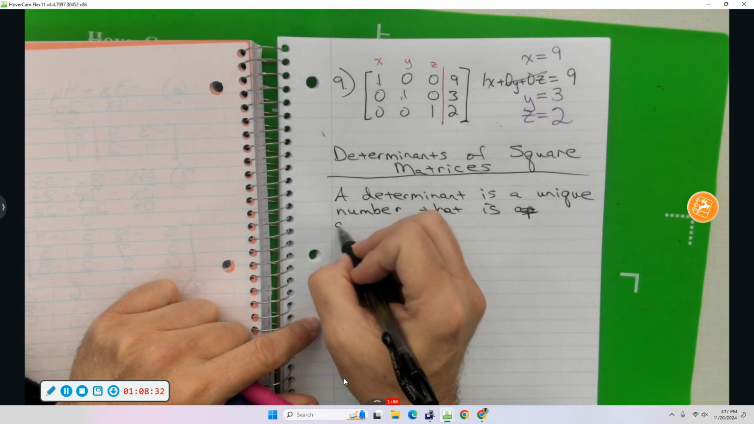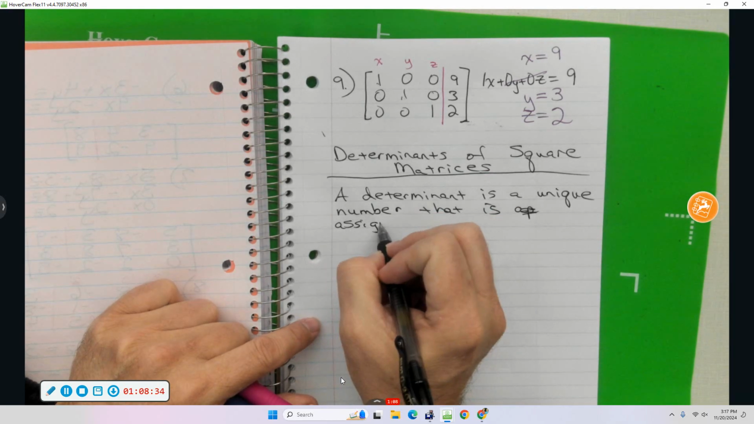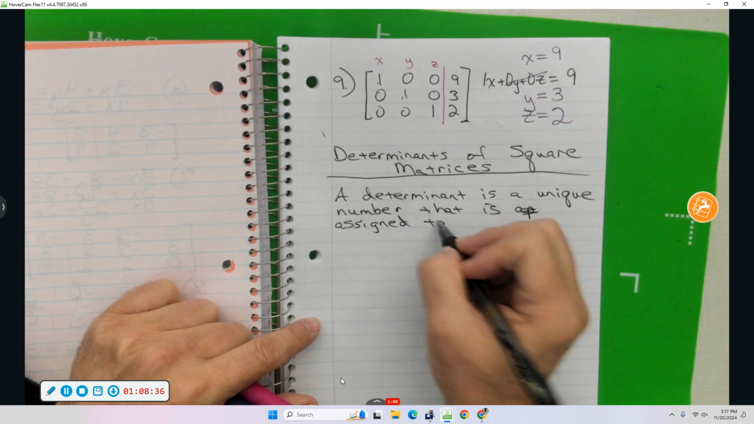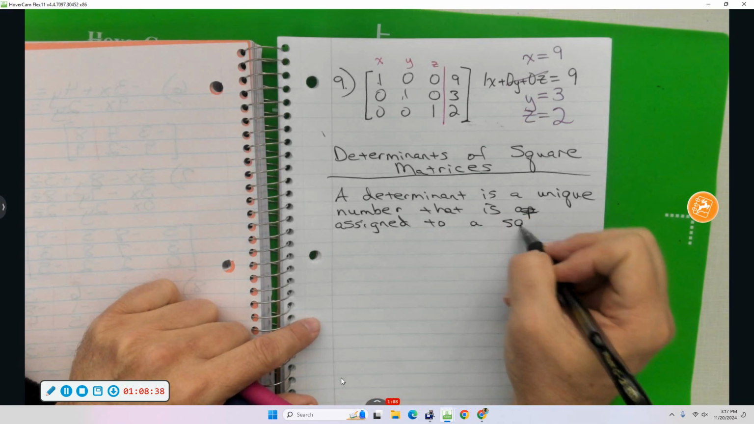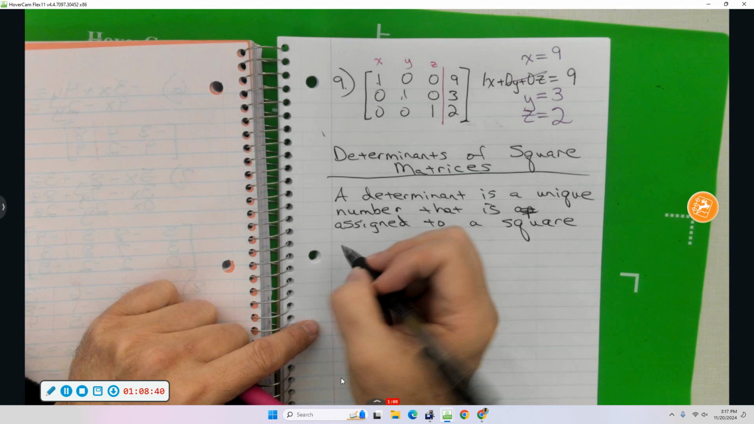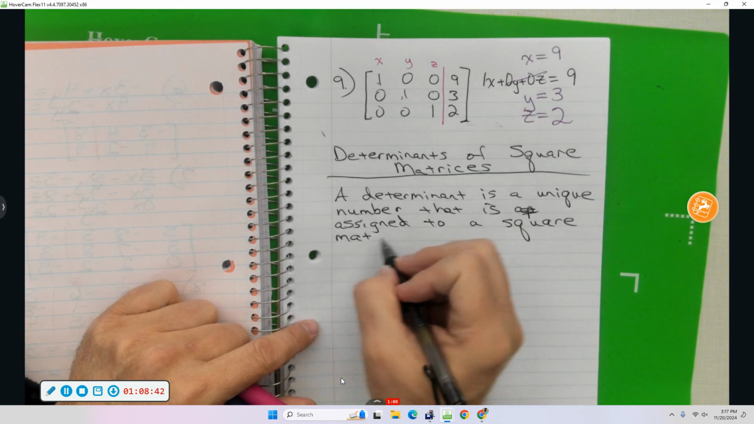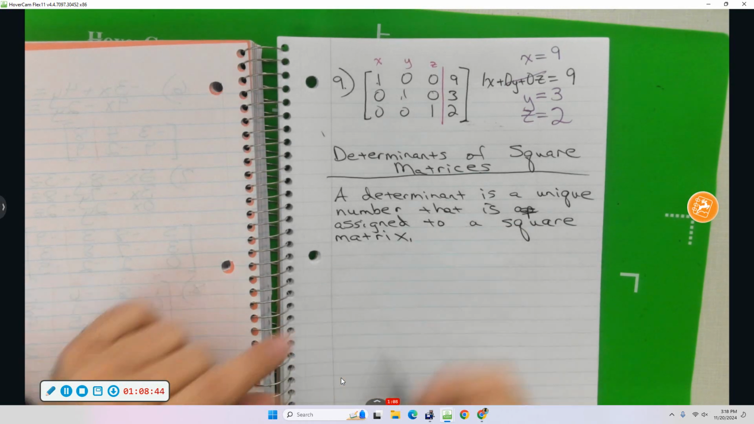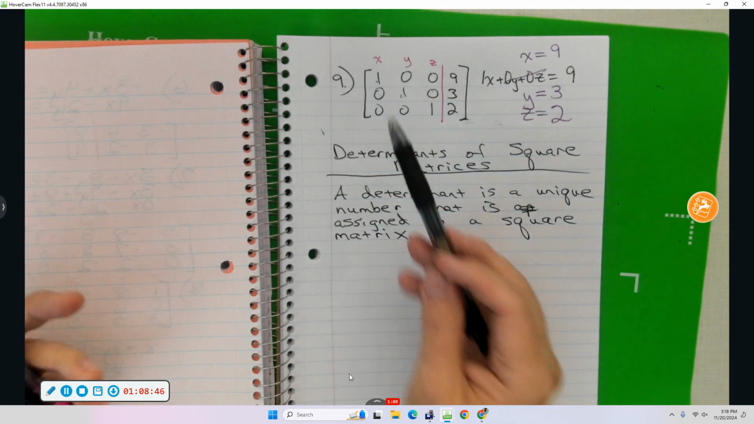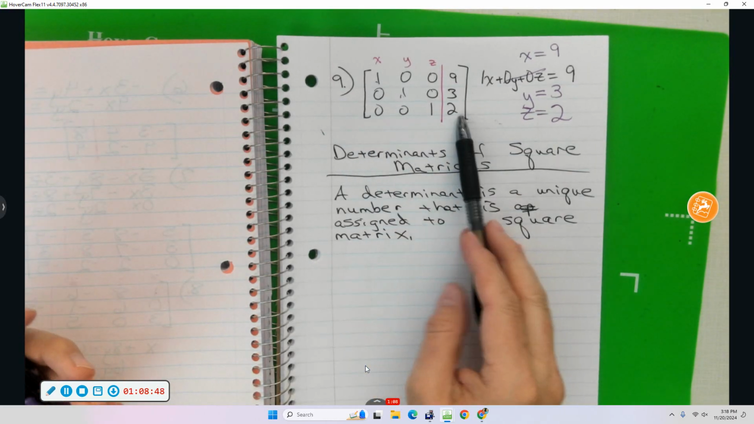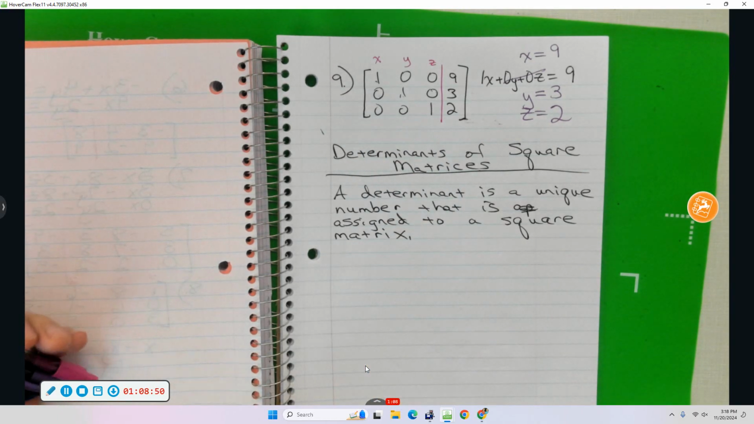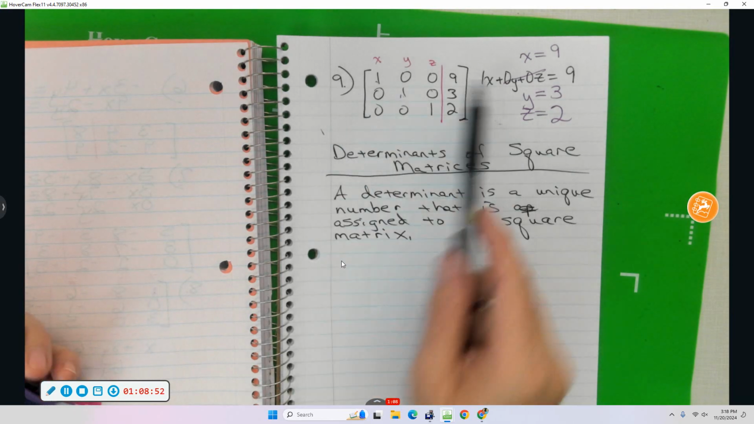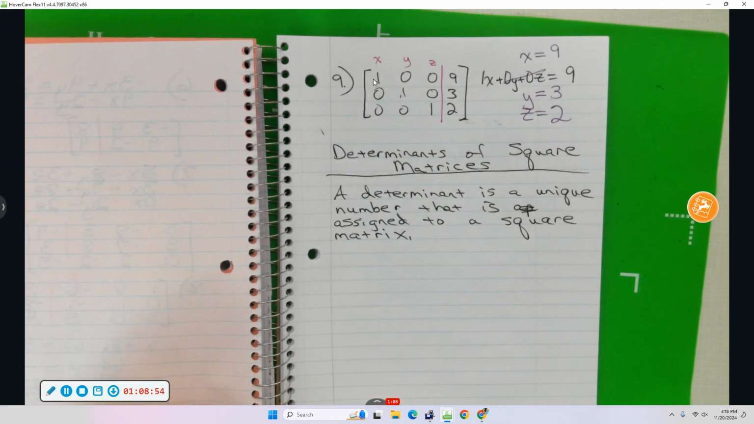Assigned, why does it say applied? Assigned to a square matrix. Remember, a square matrix has to have the same number of rows as columns. So number 9, that augmented matrix on number 9, that's not a square matrix. There are 3 rows and 4 columns. So you can't find a determinant there.